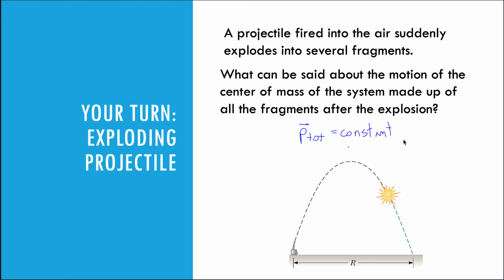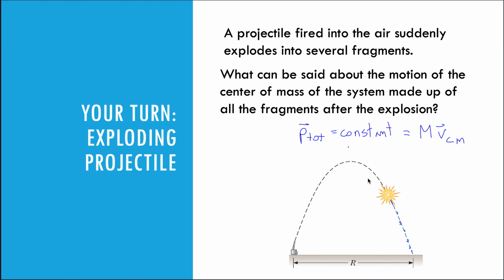So we saw that the total momentum is just M v center of mass. So if this momentum is not changing, then the velocity of the center of mass is not going to change. And that means that the center of mass of the projectile is going to keep moving along the parabolic path.